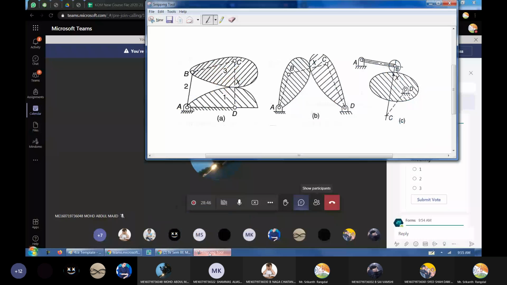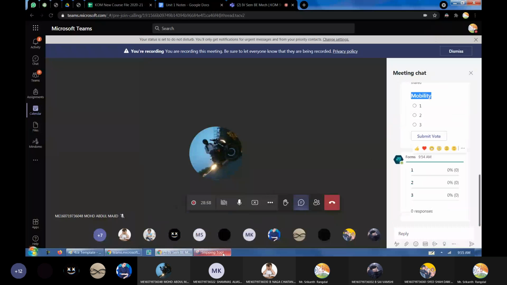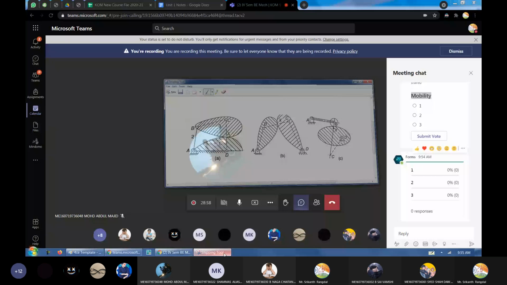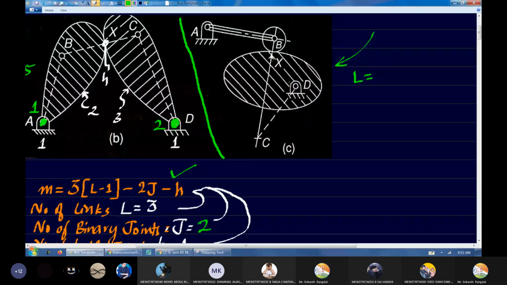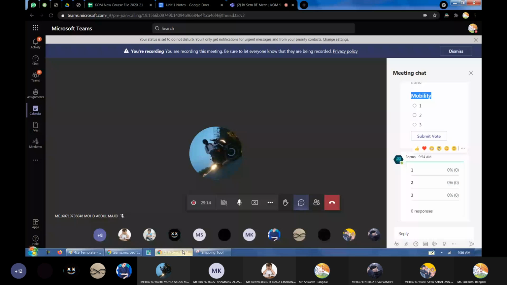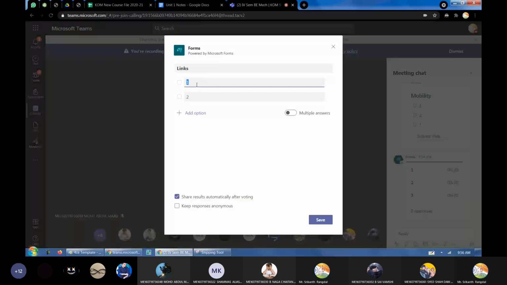I'll just give you 2 minutes to give your answer. So don't answer what is the mobility. I want the answer to be the number of links. How many links are there in this mechanism? I think I should have provided one more answer. How many links are there? Let me create another one actually, for links, because the answer may be four.